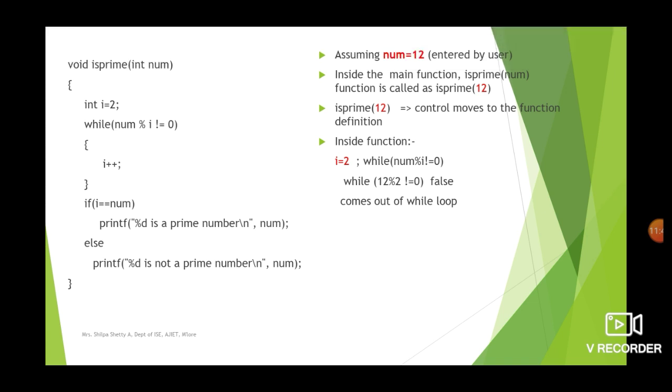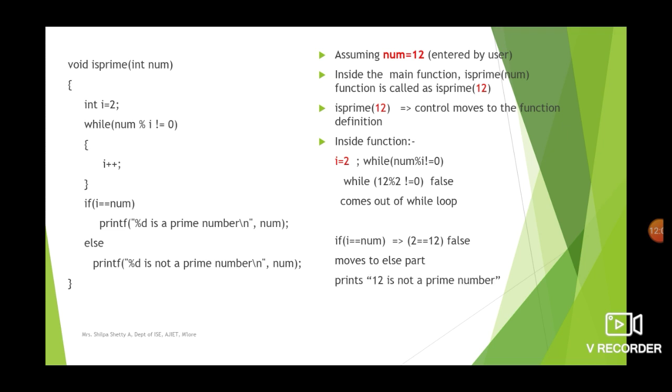If I is equal to num. The I value is, sorry, 2 here. Then 2 is equal to 12? The condition is false. So the else part gets executed and it prints percentage d, that is 12 is not a prime number. I hope this is clear.